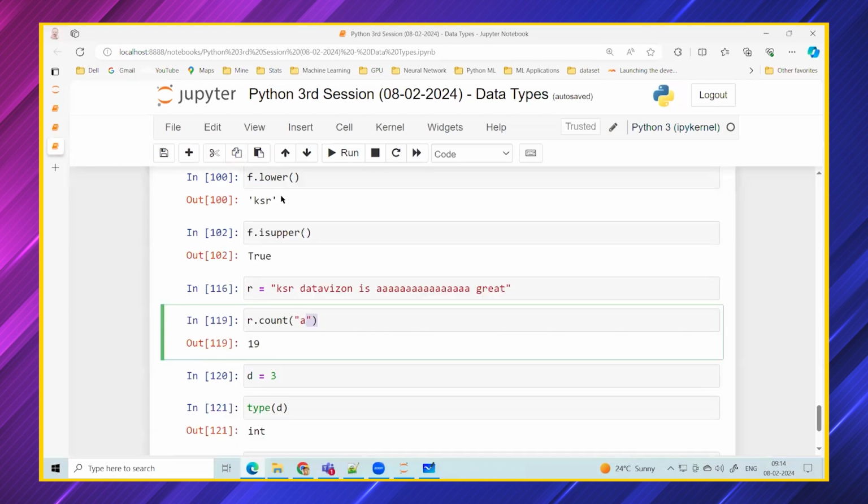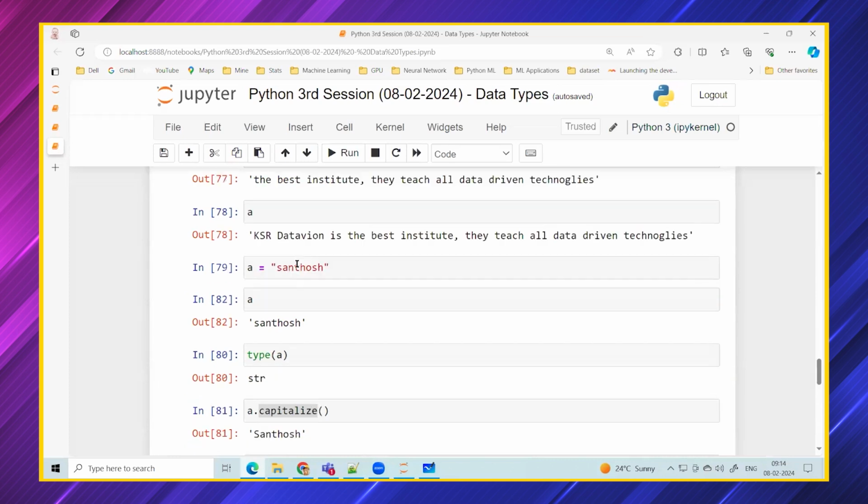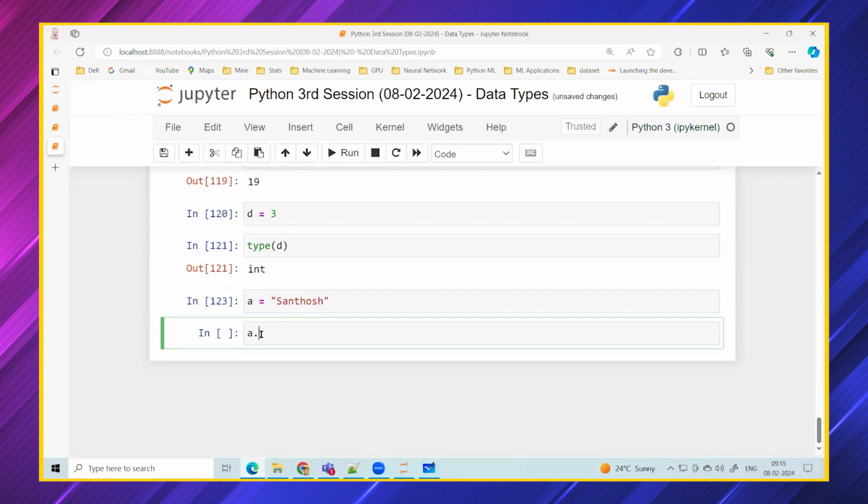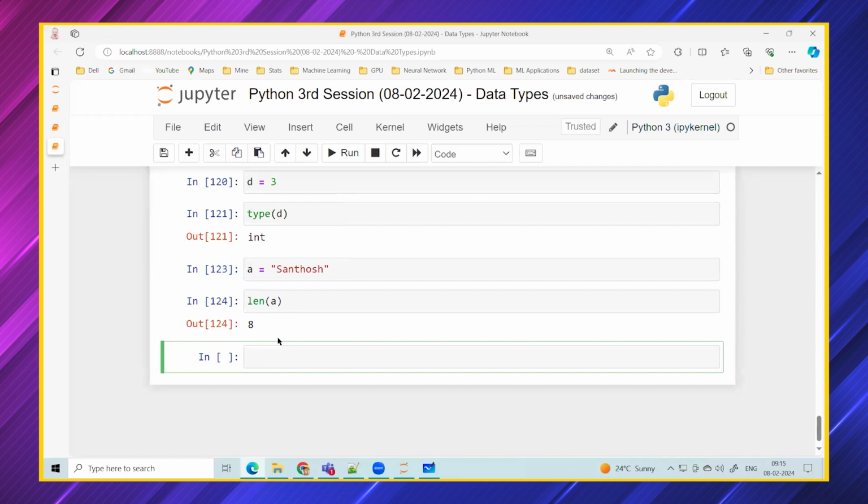See, the one which I can use here is, for example, let's say A is Santhosh. In this case, I cannot use A dot anything, because I'll have only this many functions. But instead of that, I can try this. This is a general function. It doesn't come under string. Even if you write any number, it will work. It's basically a length. So len will give you the count, not based on string or integer. It will give you the total length. Okay, got it, sir. Thank you.